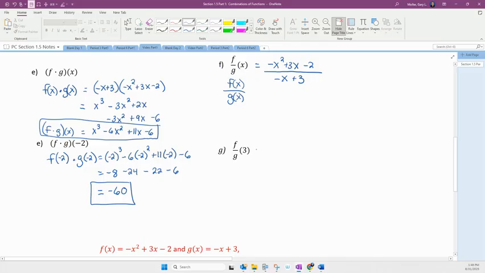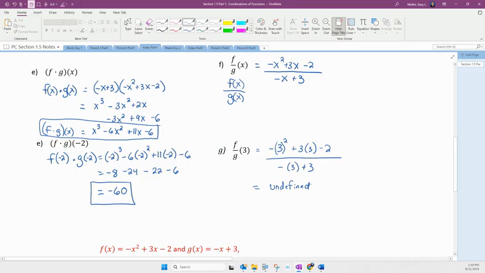And then this same thing. Evaluate them separately or do it as a new function. So negative 3 squared. Only the negative's outside, excuse me. Plus 3 times 3 minus 2 over negative 3 plus 3, which means the answer is what? Undefined. Because I get 0 in the denominator.